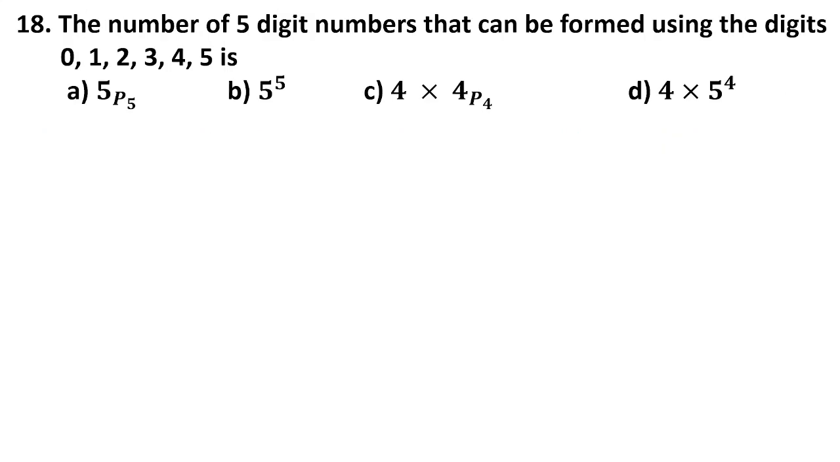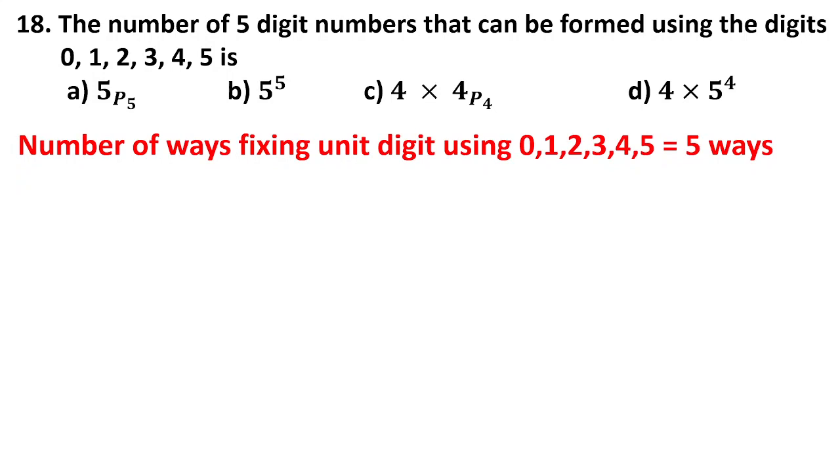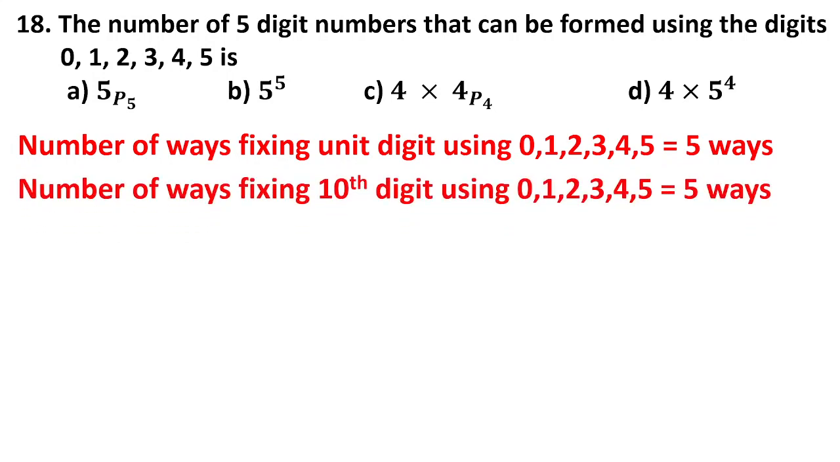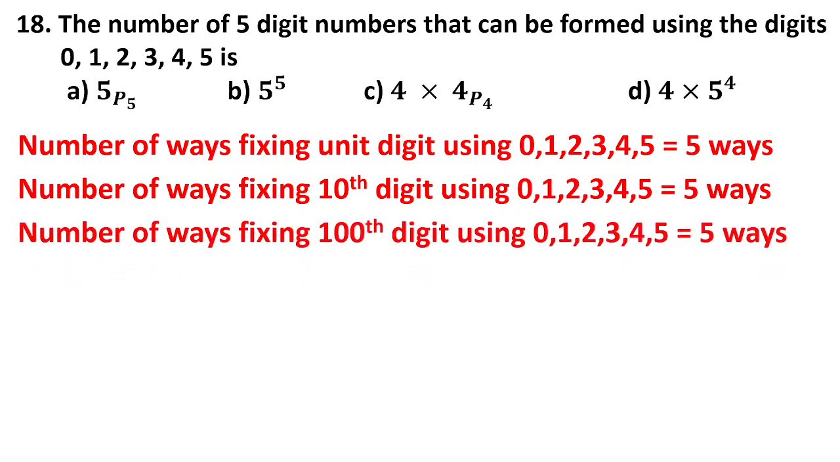Question number 18. The number of 5-digit numbers that can be formed using the digits 0, 1, 2, 3, 4, 5. Here you should be careful. It is a 5-digit number. Therefore, we should be very careful with the unit digit and all. We will go in order. Fixing the unit digit, all digits can come. Therefore, 5 ways. For the 10th digit, all the digits from 0 to 5 can come. Therefore, 5 ways. For the 100th digit, once again 0 to 5 can come.